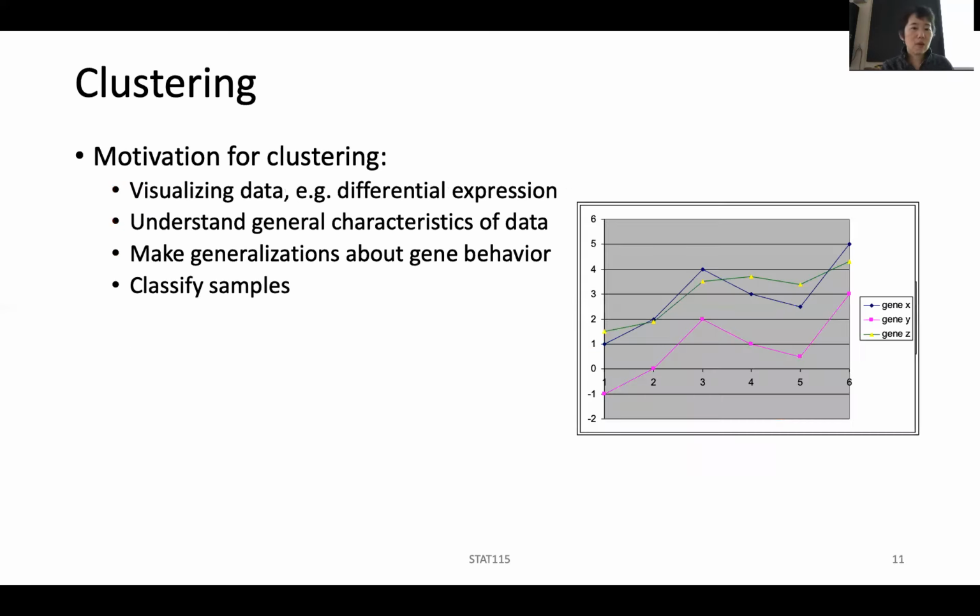The reason we want to do clustering is because we want to visualize the data. For example, in differential expression, we want to get a general idea of the characteristics of the data, and make a generalization about the gene behavior.